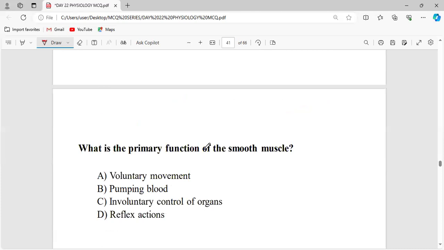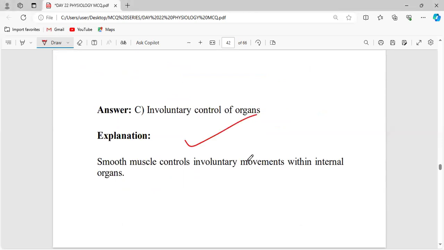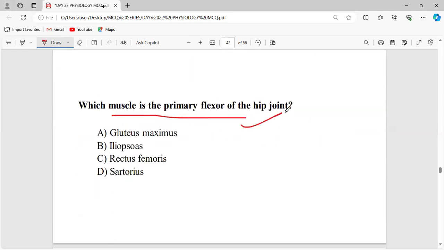Just know it. What is the primary function of smooth muscle? Voluntary movement, pumping blood, involuntary control of organs, reflex action. That will be the involuntary control of organs. Almost all the internal organs have smooth muscle. Which muscle is the primary flexor of the hip joint? Primary flexor of the hip joint.